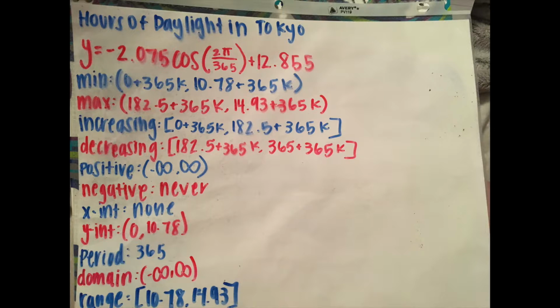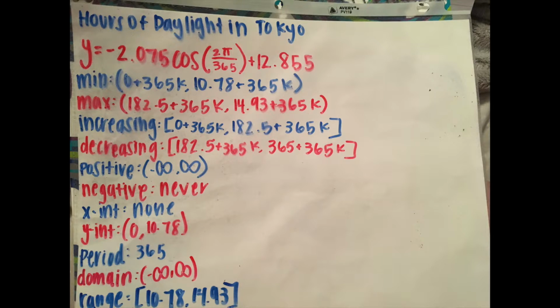I took the max and min and divided them by 2 to get this value, which is also known as the midline. I got the negative 2.075 by subtracting the midline value from the maximum value of the graph. This gave me the value of 2.075. The reason it is negative is because the graph starts at the minimum, which makes the cosine graph negative.